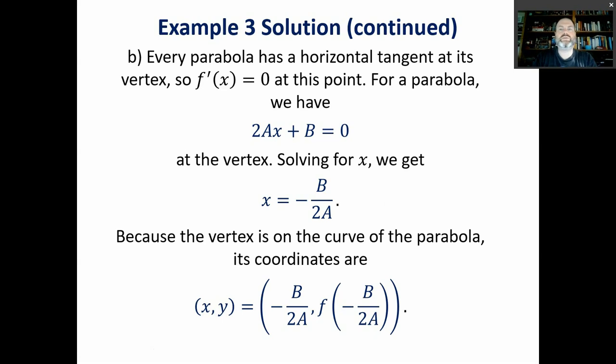Every parabola has a horizontal tangent at its vertex. So we know the derivative is 0. So all we have to do is set 2ax plus b equal to 0 and solve. When you solve that expression for x, you get negative b over 2a. And the vertex is on the parabola, so its coordinates (x, y) are negative b over 2a for its x-coordinate, and then plug that value back into the expression. Right? So that's why it says f of negative b over 2a.